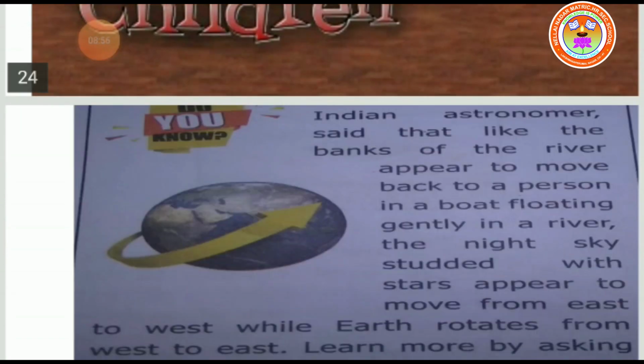Do you know, children? Aryabhata, an ancient Indian astronomer, said that like the banks of a river appear to move back to a person in a boat floating gently in a river, the night sky studded with stars appears to move from east to west, while earth rotates from west to east. Learn more by asking others and reading up on your own.